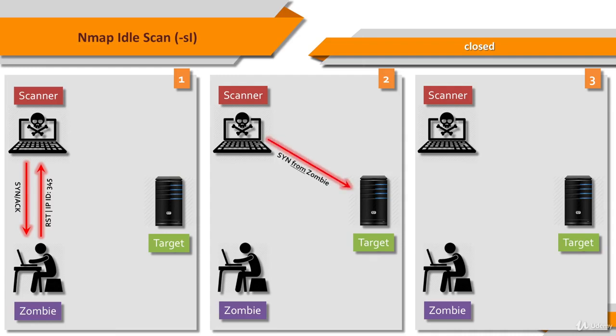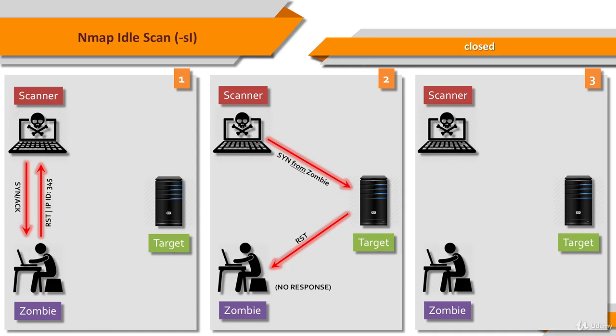The second step is to forge a SYN packet from the zombie to the target system. The target sends a RST because the port is closed, in response to the SYN that appears to come from the zombie. The zombie ignores the unexpected RST, so its IP ID does not change.